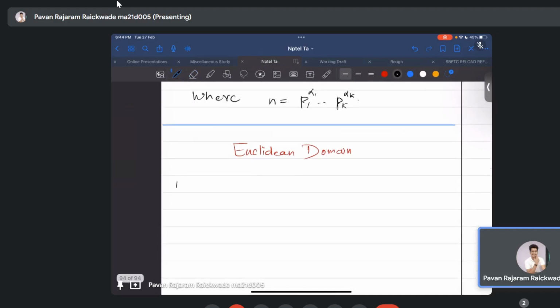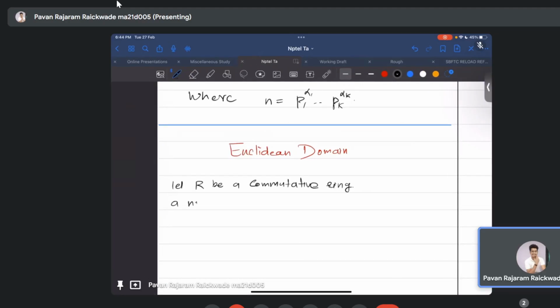So first thing is, let R be a commutative ring. We define the concept of a norm. Okay? A norm on R is a function n from R to natural numbers.